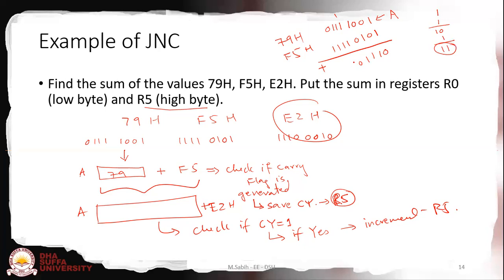So I'm going to get 1 here, carry 1 here. The 3 ones will give 1 and 1. The 2 ones will generate 0, and then 1 will be generated because the 8 bits are done. The 1 generated will go to the carry flag in the program status word. Okay, so CY is set. It means CY is equal to 1 here.